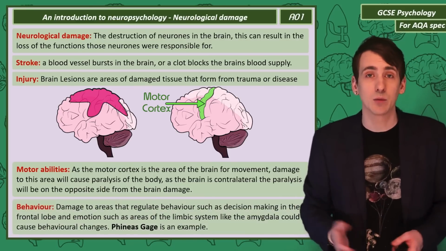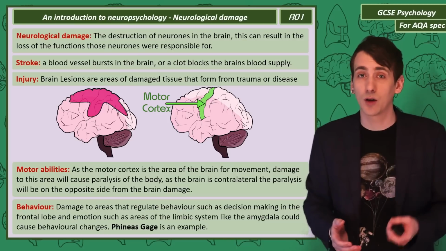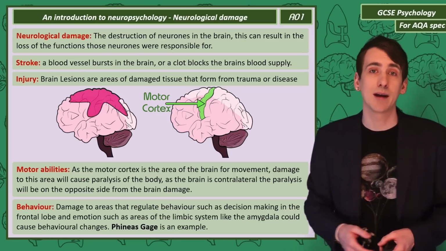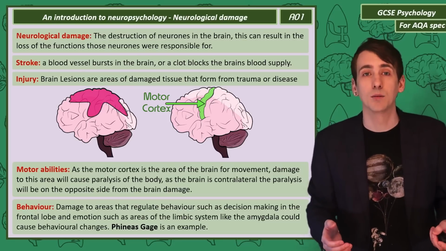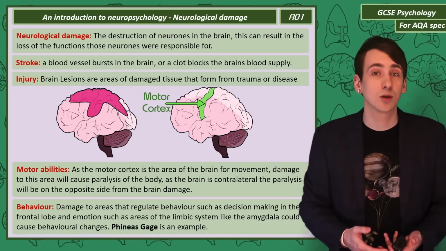Behaviors, the actions that we take, are regulated from a wide range of areas in the brain. 2 examples are the frontal lobe, that controls decision making, and areas of the limbic system that produce emotional responses. Damage to these areas can change behavior.